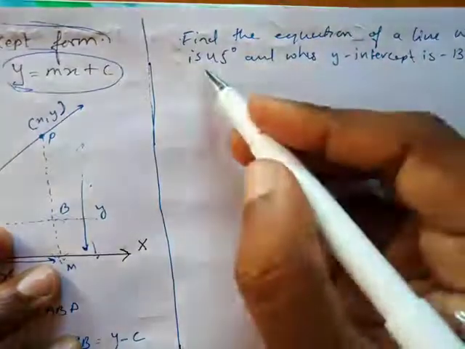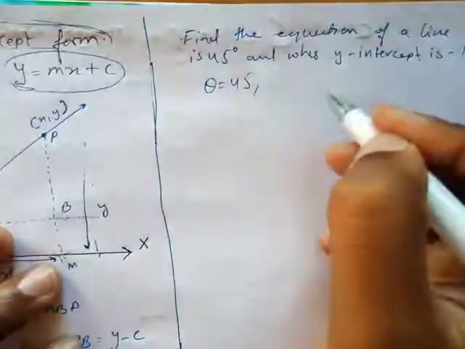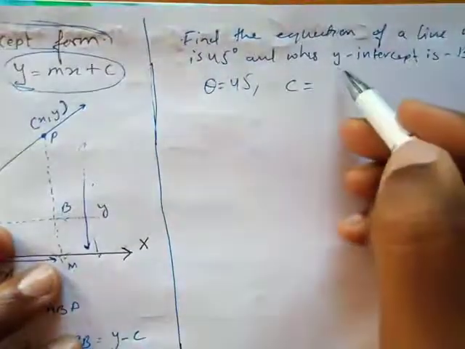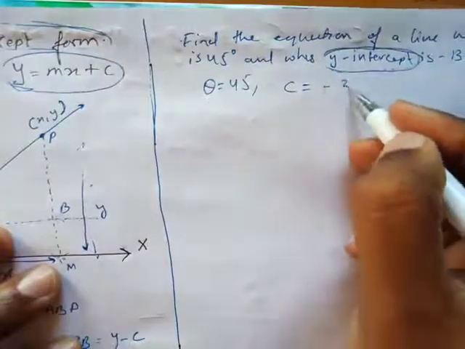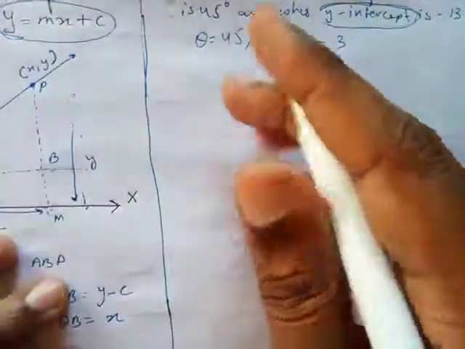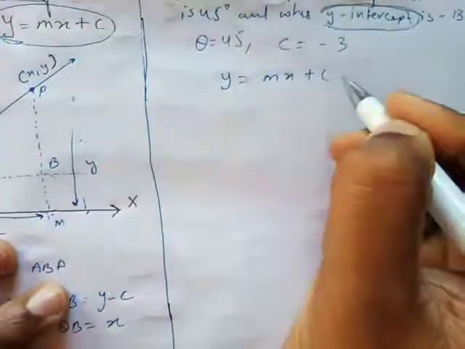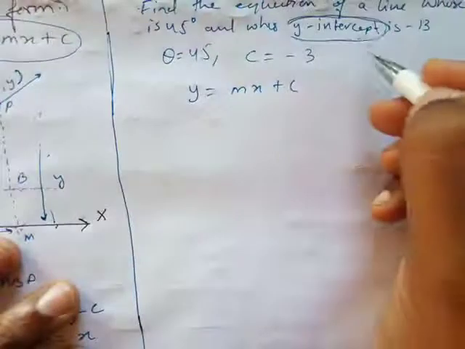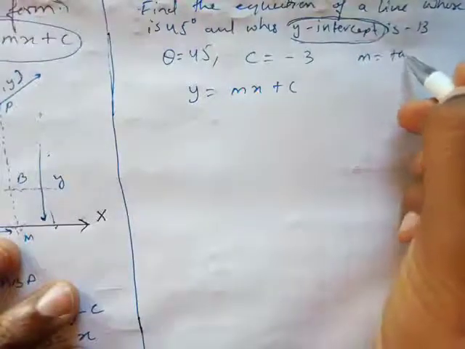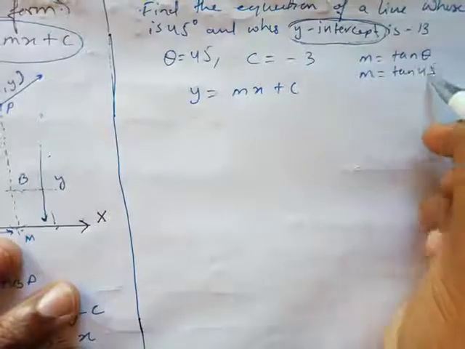Whose inclination is 45, it means theta they have given me 45. Second thing they have given me c. मैंने बोलता y-intercept क्या होता है? c होता है. तो c is they have given me -3. Now I know the form. What is the form? Y equals to mx plus c. So they have given me theta. I don't have m. So what I'll do, I'll find m. m होता क्या है? tan theta होता है. So m is equals to tan 45.